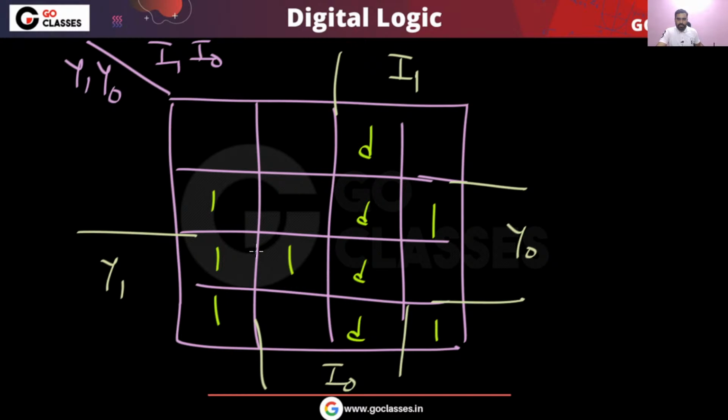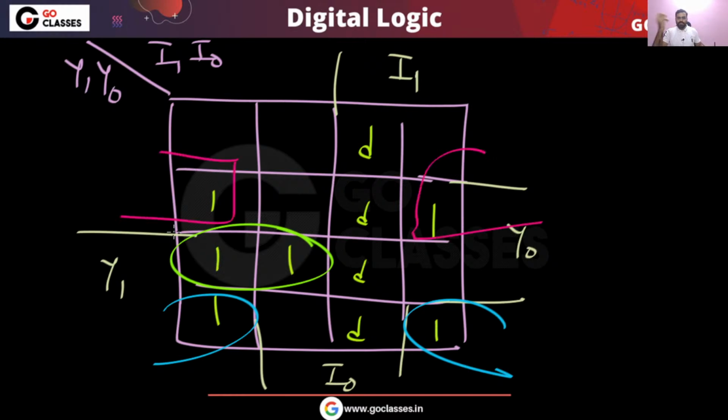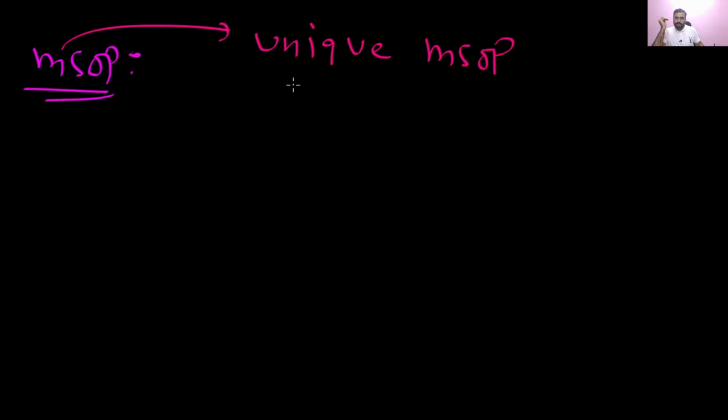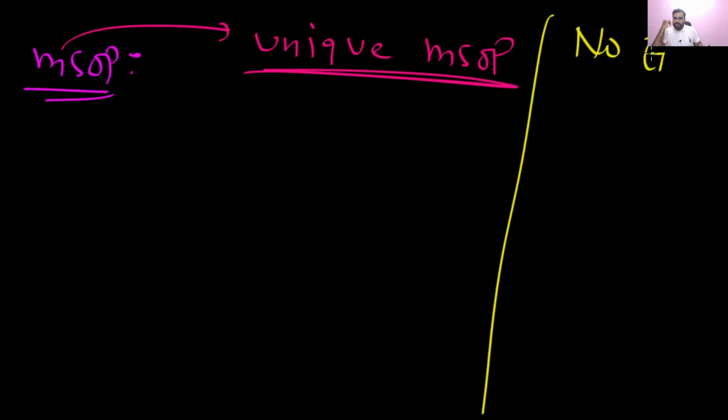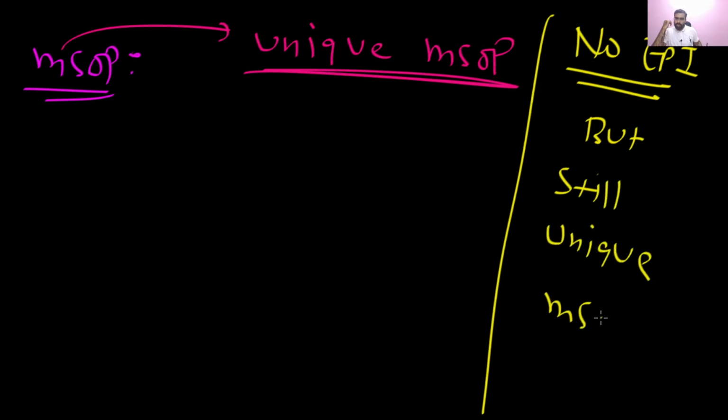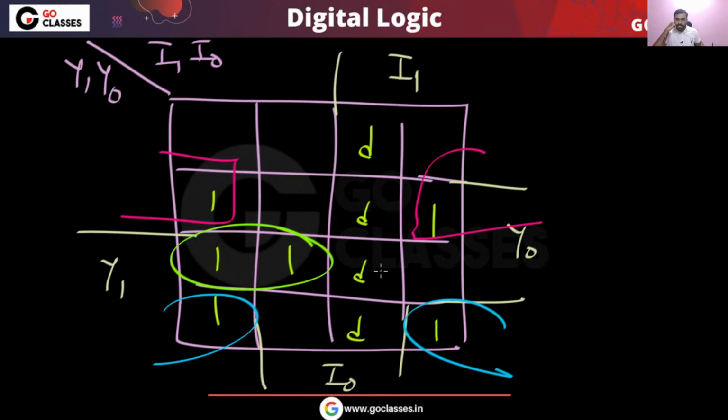To write the minimum SOP, see, I can pair this with this, then pair this with this, and then pair this with this. So I think we will get a unique minimum SOP. Remember, there is no EPI. If you notice, there is no EPI in this question, but still we will get a unique minimum SOP.